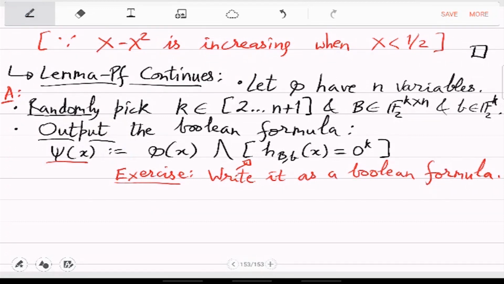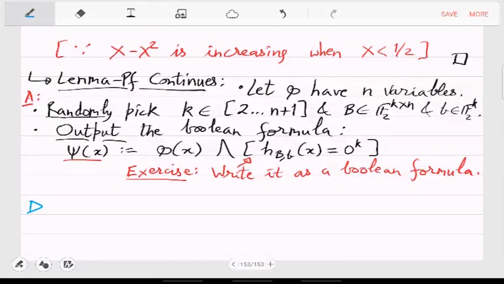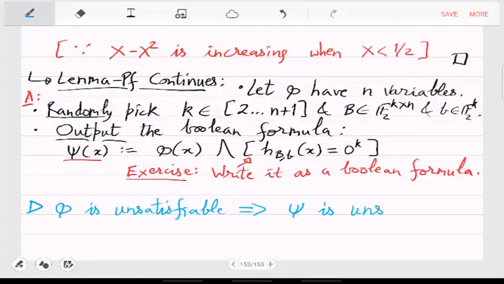So, immediately it is clear that if phi is unsatisfiable, then this AND condition cannot give you a satisfying assignment, right. It remains unsatisfiable. So, psi is also unsatisfiable. Right. So, s equal to 0 is going to s equal to 0. So, that is good.